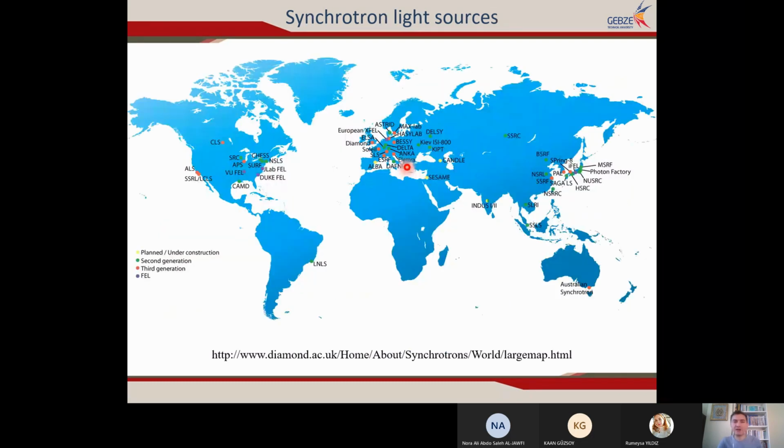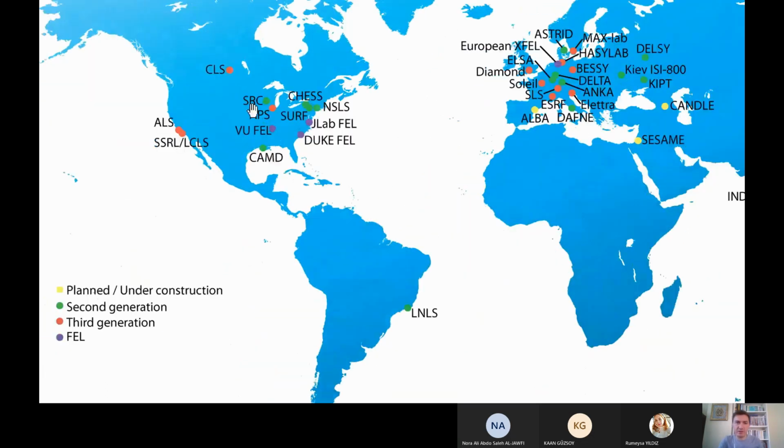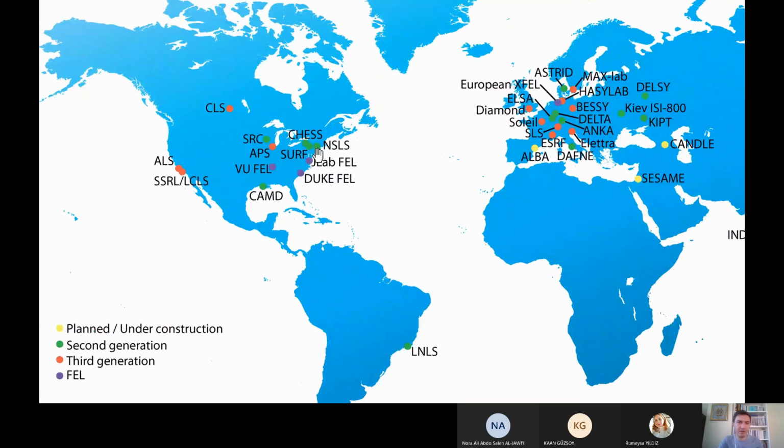And there are many synchrotron light sources in the world. Here you will see different colors. You see, for example, here there is a yellow color, and this is violet, this is green, this is red, and red, green, and violet, and yellow colors. There are different colors. So what is the meaning of these colors? If there is yellow color, it means planned or under construction. For example, here, SESAME, located in Jordan.